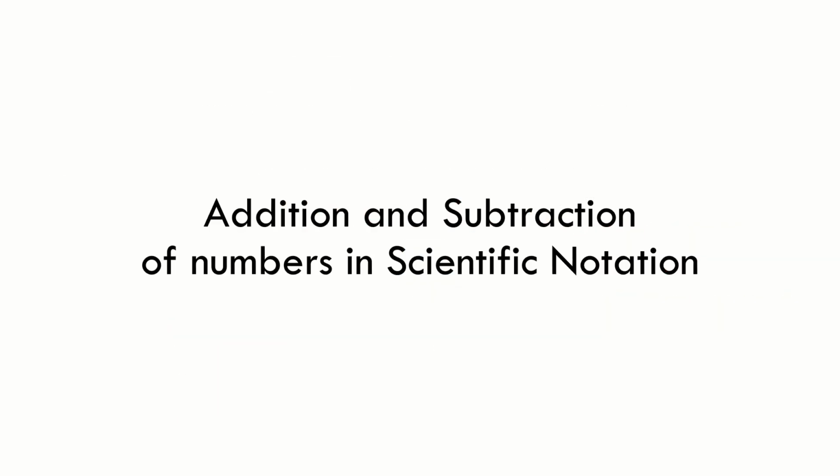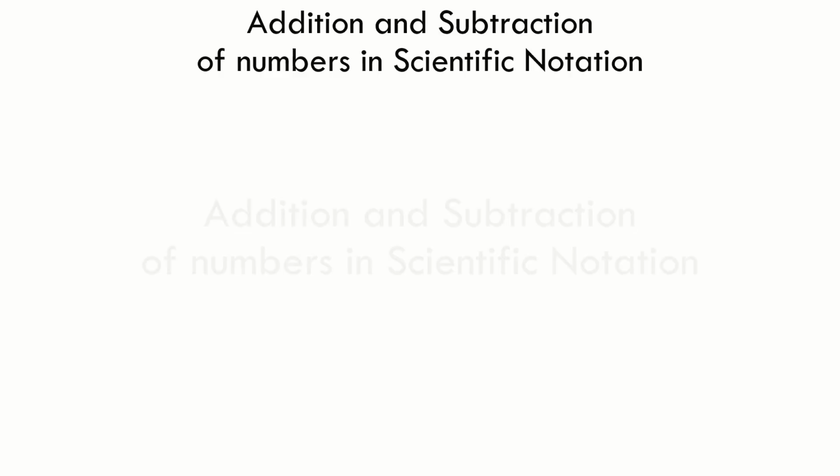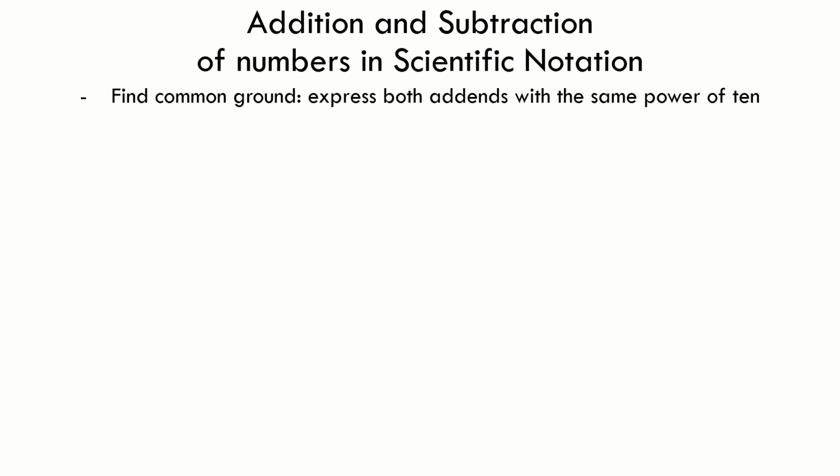Yung mga number na nire-report natin in proper scientific notation ay dadaan din sa iba't ibang operation: addition, subtraction, multiplication, at division. Kaya dapat marunong din tayong mag-add, subtract, multiply, and divide ng mga numbers in scientific notation. Unahin nating aralin ang addition and subtraction. Ang rule ay ganito. Kailangan natin i-express both addends in the same power of 10. Dapat pareho sila ng power of 10 multiplier. And in doing so, pwede na natin silang i-add.